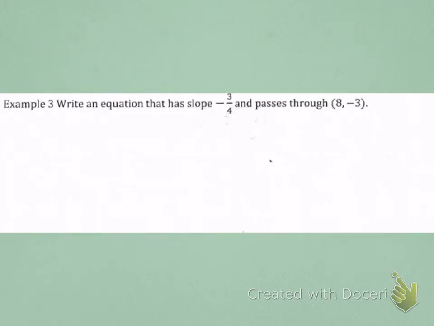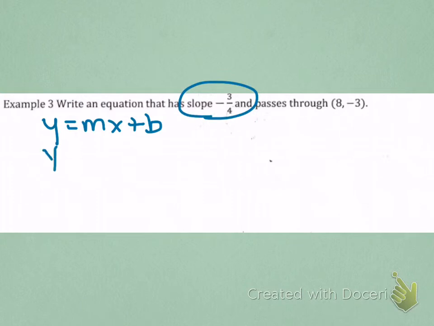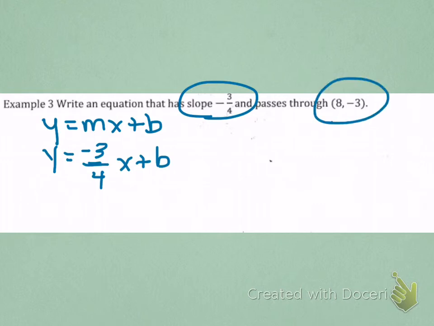Let's go through another example together. We want to write an equation that has a slope of -3/4 that passes through 8, -3. This time the point that they give us is not an intercept, but we handle it the same way. We start with y equals mx plus b, and we plug in the slope for m. Then we use our ordered pair for the point that the line passes through, and we know that's x, y, and so we're going to plug those values in.